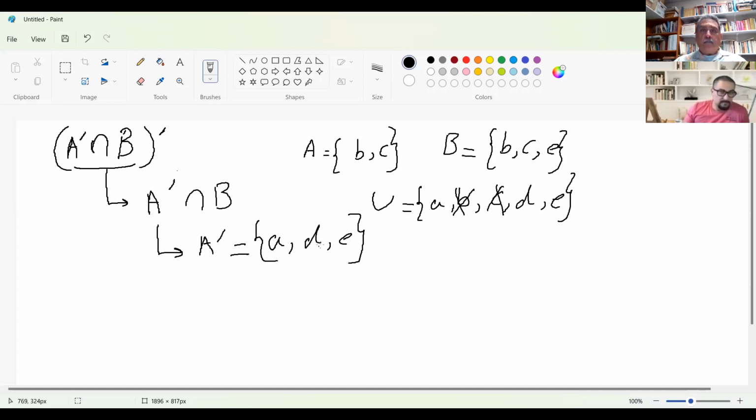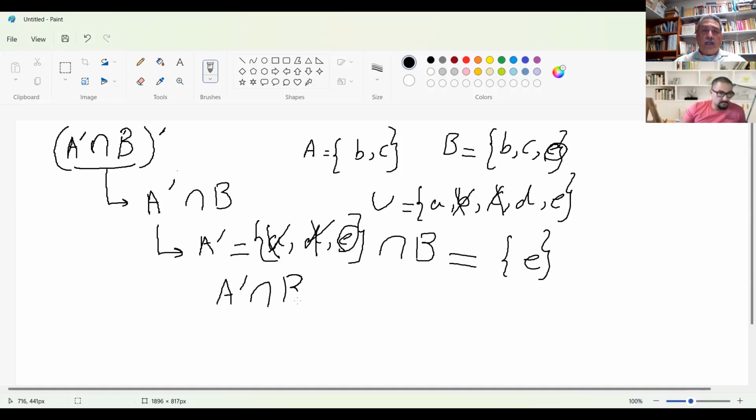Then we want the intersection of that with set B, meaning the elements that are in both sets. Well, B doesn't have A, so we cross that. It doesn't have D, so we cross that. There's E here, and there's also an E in B. So the only element in the intersection of A prime and B would be E. Are you so far clear? So A prime intersection with B is equal to a set that has only one element, E.